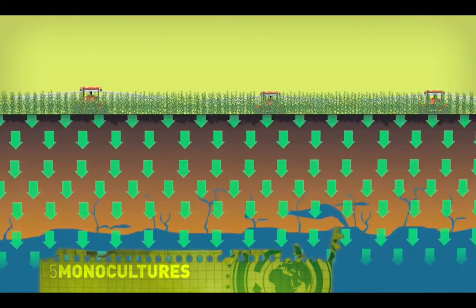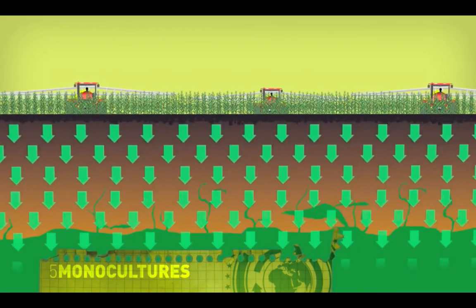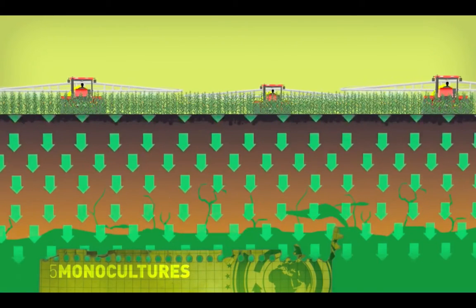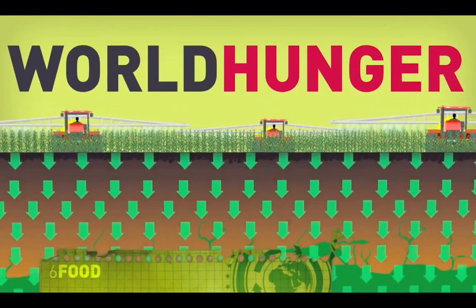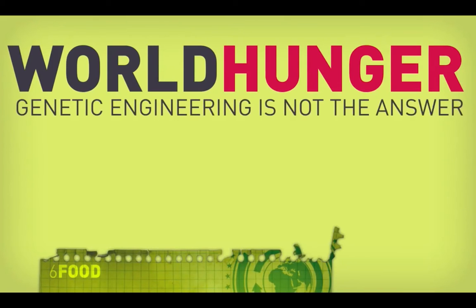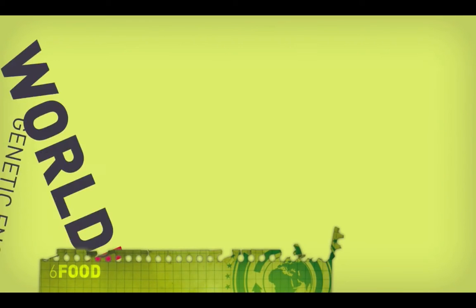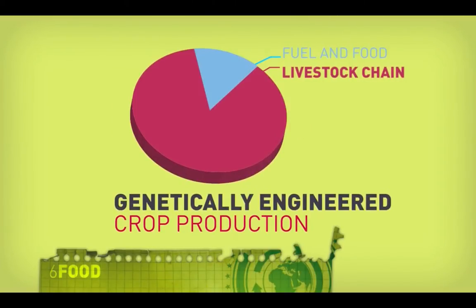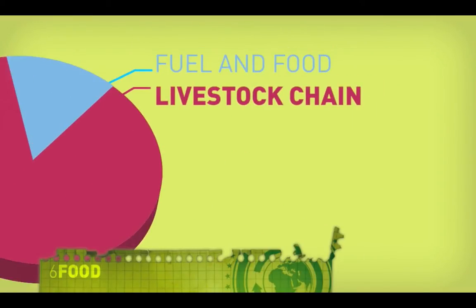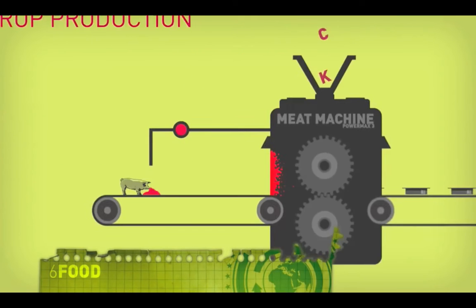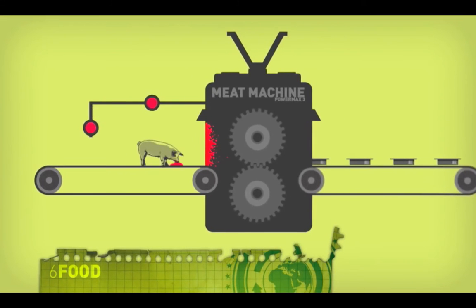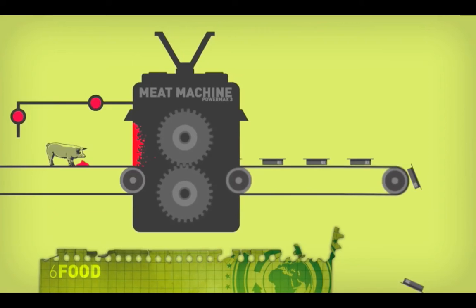On top of that, the genetic engineering lobby claims genetically engineered crops can help to reduce world hunger. Genetic engineering is not the answer. There is enough food on Earth. The problem is that it's not distributed fairly. But the fact is that most genetically engineered crops find their way into the livestock chain, so they end up as meat or dairy products in supermarkets.